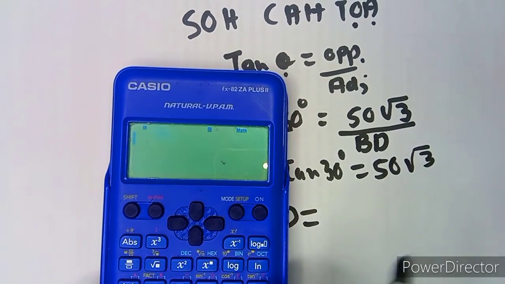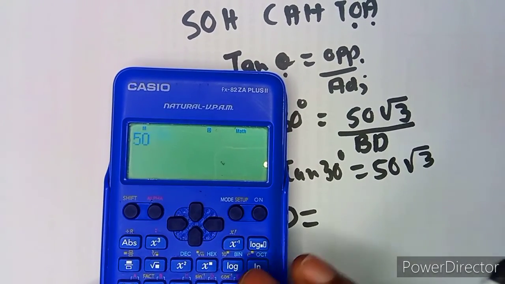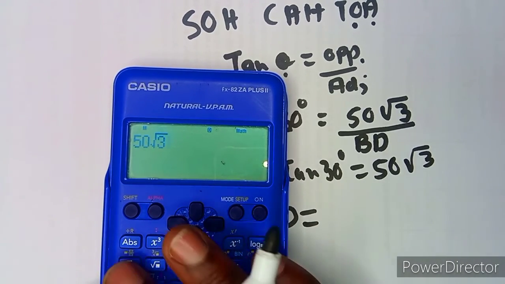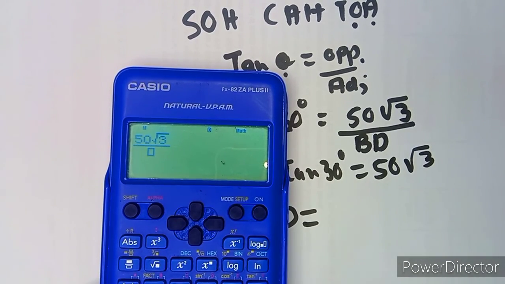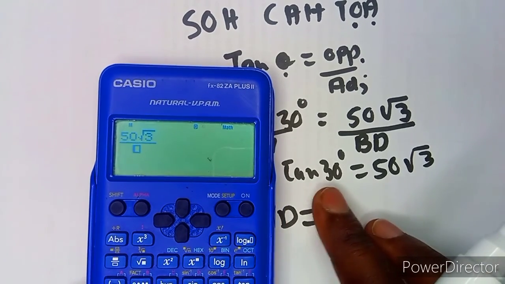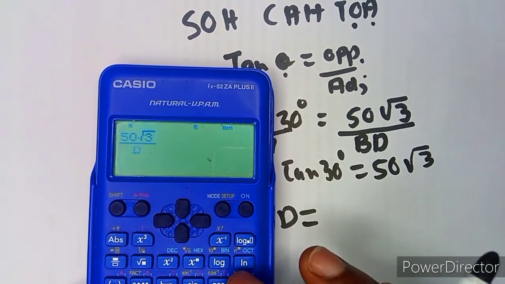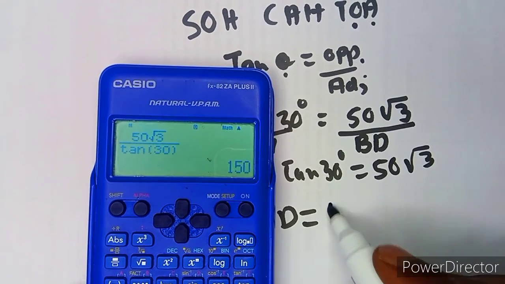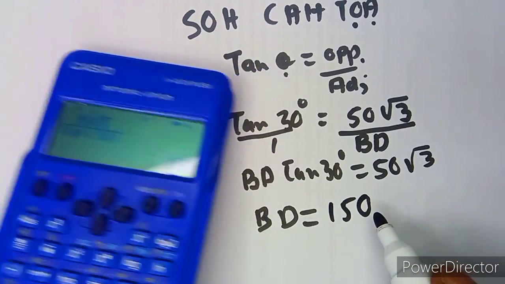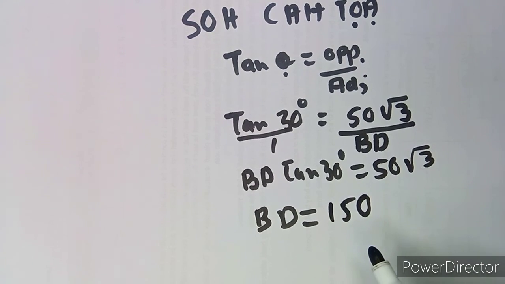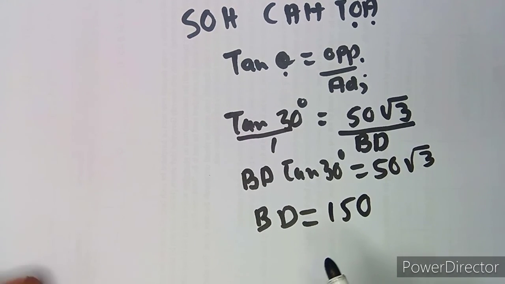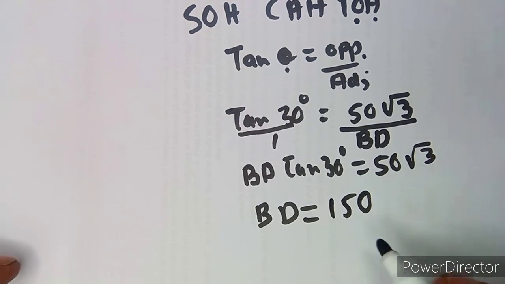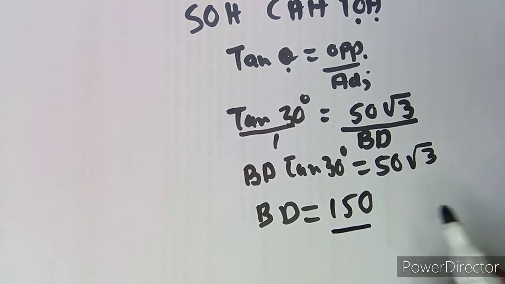So in this case, using your calculator, it's 50 square root of 3, let's put a fraction, over tan 30, because we are dividing by tan 30. Make sure that your calculator is in degrees. So you are going to obtain 150. As you saw, we are not given units, it's just the size. So we are just going to write our BD as 150.